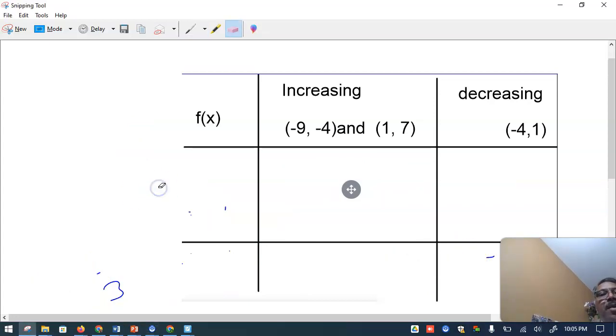Let me take a new one, let's say f of x plus 5. So what's going on? How does the increasing interval change?